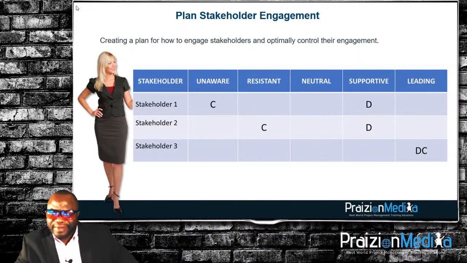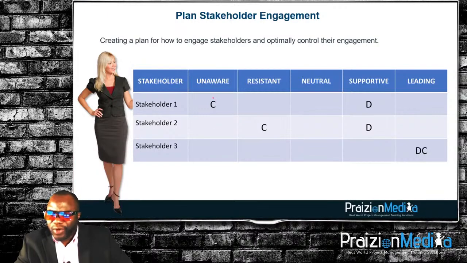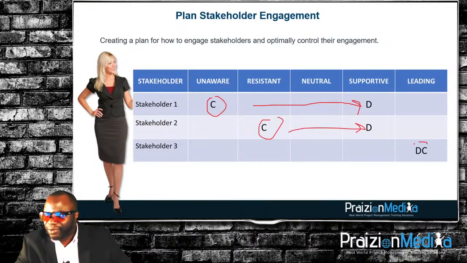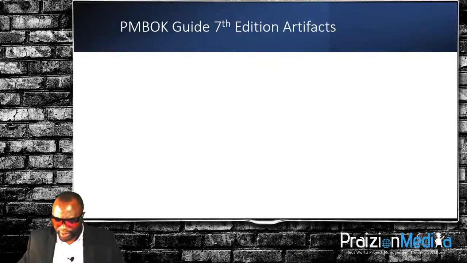engagement levels. But this is more than just throwing up information, it's an entire conversation about how to move a project forward by way of getting stakeholders who are unaware, getting them into a supportive role, or stakeholders who are resistant, getting them into a supportive role, or understanding that stakeholders are exactly where you want them. So C is for current and D is for desired, and it's a great tool for project teams everywhere to be on the same page. All right, going back here, we've got our stakeholder engagement assessment matrix.